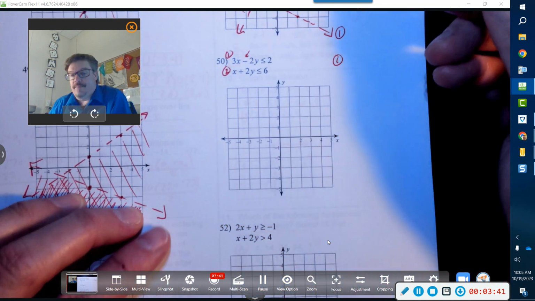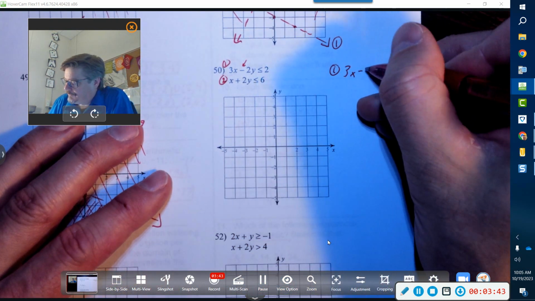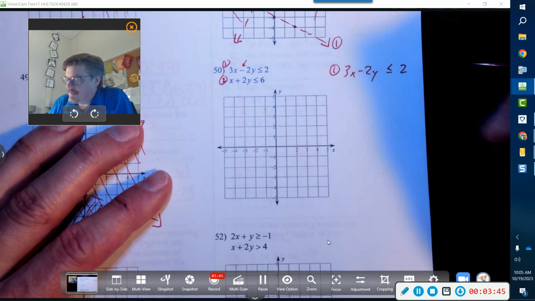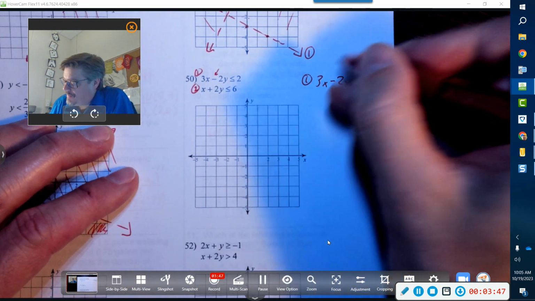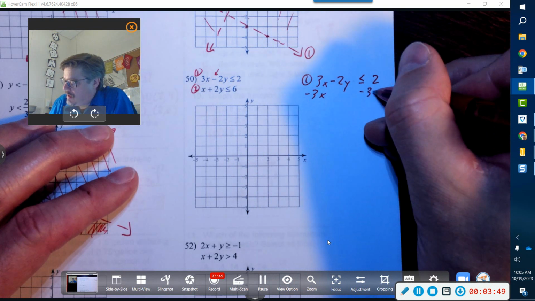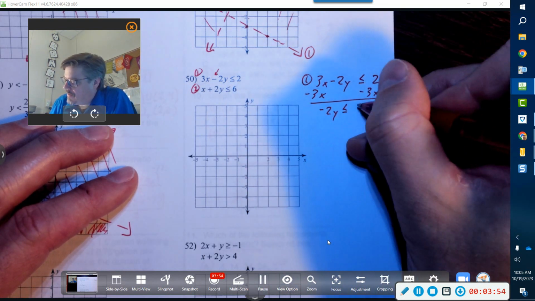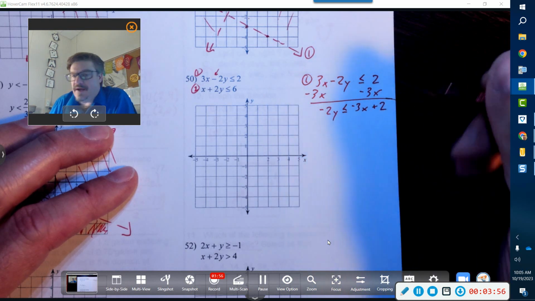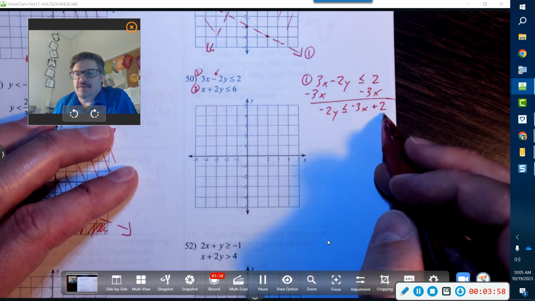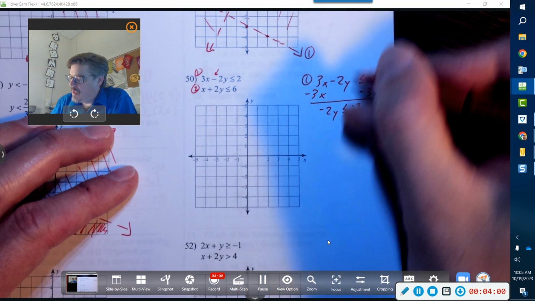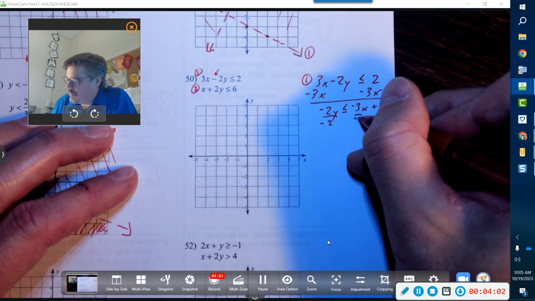Alright, 50 is where things get a little messy now, so I'm going to label those guys so that you know what equation I'm working with. Alright, now he is not in slope-intercept form, so I have to put him there, so let's put that 3x over to the other side, thereby making him negative. I'm not combining him with 2 though, because 2 doesn't have an x. Those are unlike terms. I'm going to divide by -2.